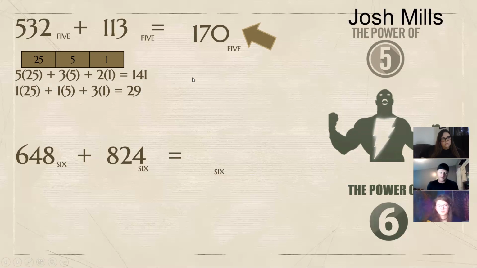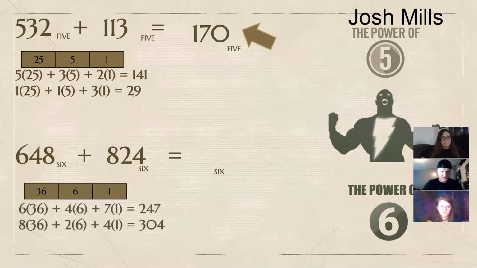All right. So now we're going to do a power of 6. So as we're going on to power of 6, go ahead and click it. We're going to do the same thing. So the difference is you would be 6 times 36, which would be 216, and then you would do 4 times 6, which would be 24, and then you do 7, and so you get a grand total of 247, and then you would add those together.